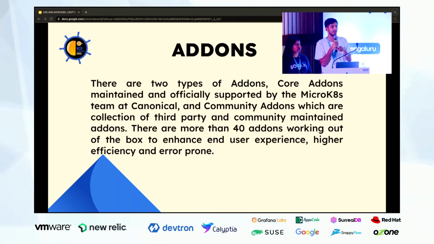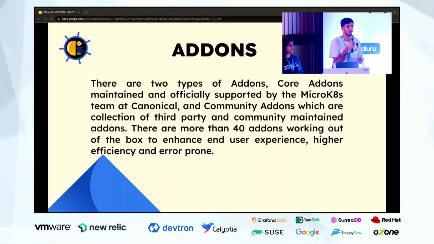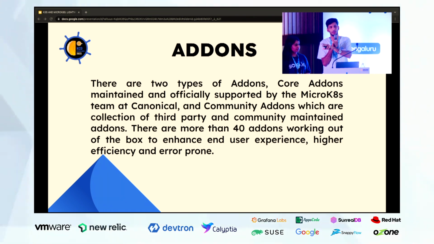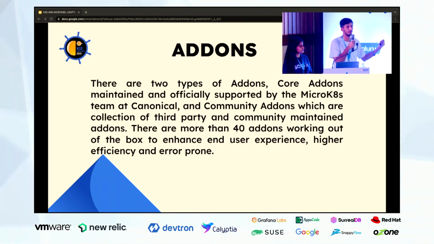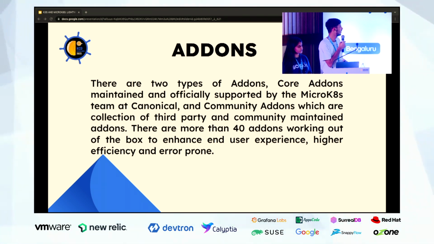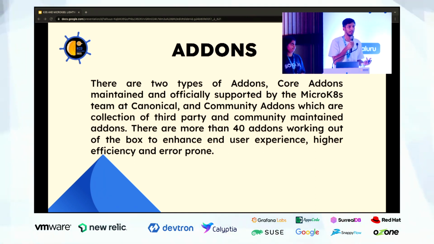If I take an example of a third-party add-on, Shifu, they have their tool, an open source project which they work on, and they also help in MicroK8s clustering. So there are more than 40 add-ons working out of the box, enhancing user experience, and they are highly efficient and error prone. If I talk about some common add-ons, they are CoreDNS, Cert Manager, providing dashboards.